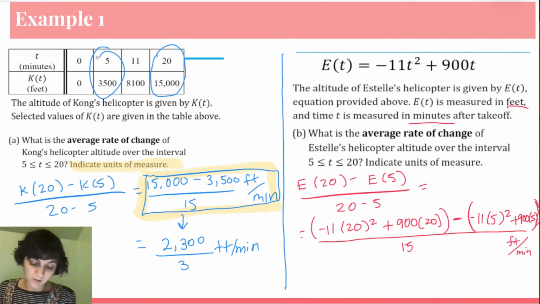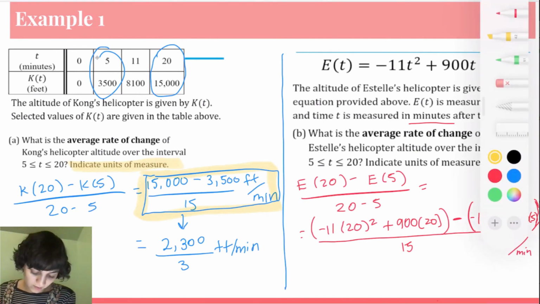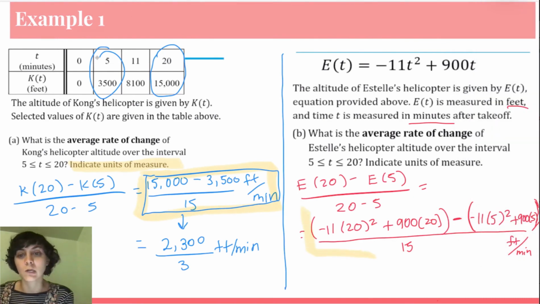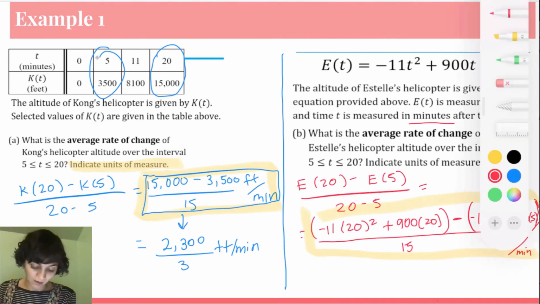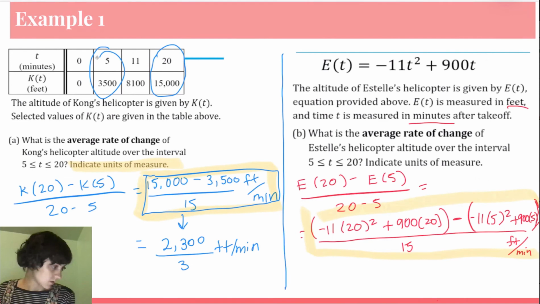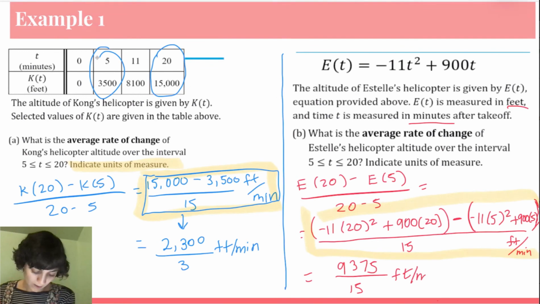If this were a free response question, I would totally just leave it like that and not do any more work. Because who needs more work? Not me. If this were multiple choice, we would have to simplify to figure out the correct answer, and you would end up with 9,375 over 15 feet per minute. Okay, so if we had to do a multiple choice, we would do that. So I would definitely remember, don't simplify if you don't have to.